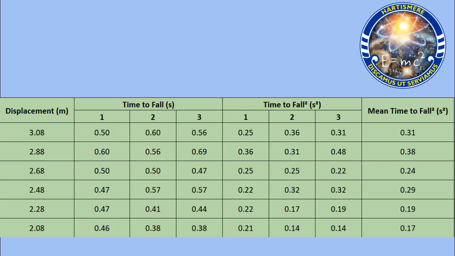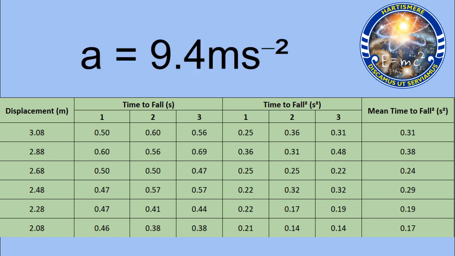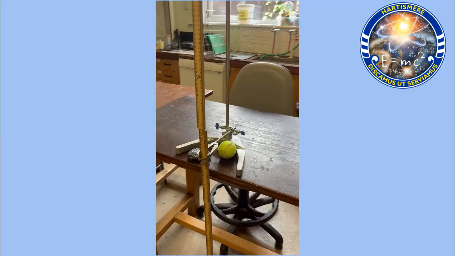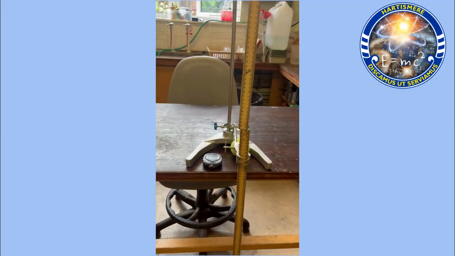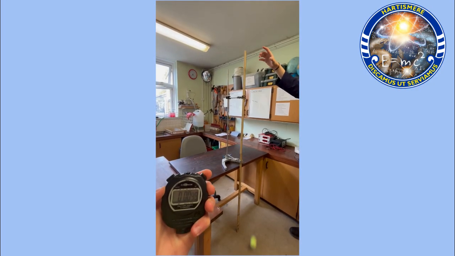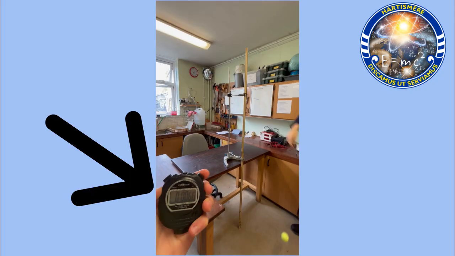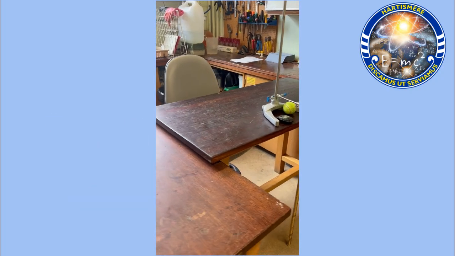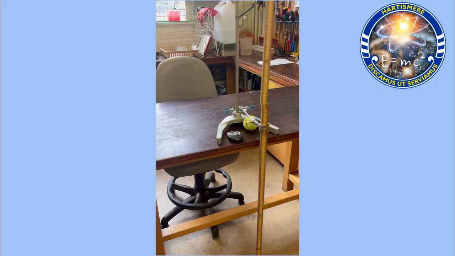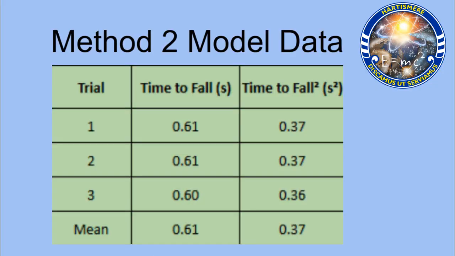For this data, we get an experimental value for G of 9.4 m/s². While this method is quick and simple to set up, it is very prone to human error in the reaction time of timing the stopwatch, hence giving us a reason for why our experimental value is not close to the true value of G. This is an example of the data you could receive for the electromagnet method.